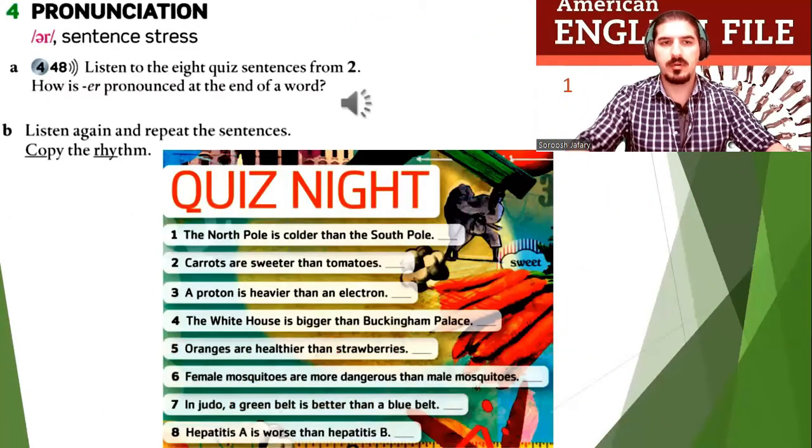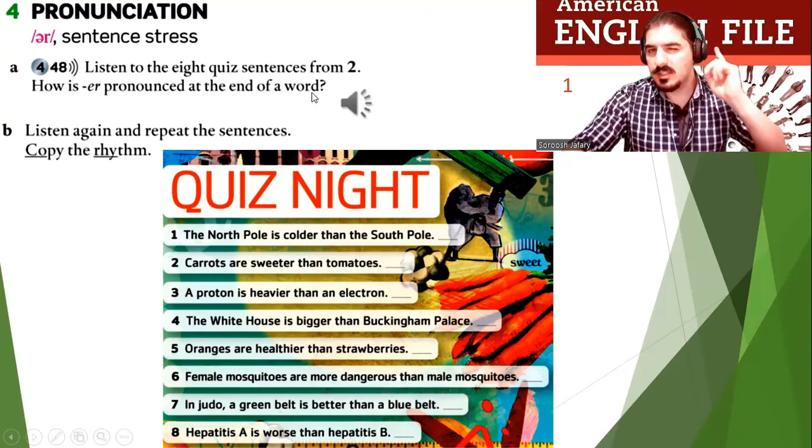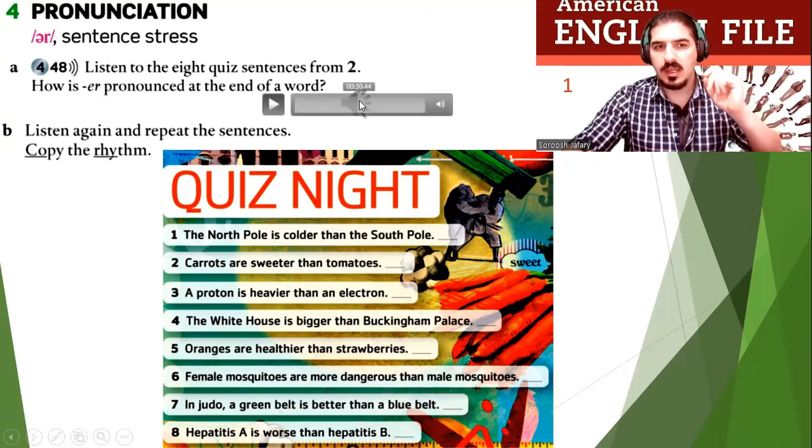In the next part, pronunciation. Sentence stress. Now, listen to the 8 quiz sentences that we did. How is ER pronounced at the end of a word? Now, listen to the ER, all right? Now, listen and practice.